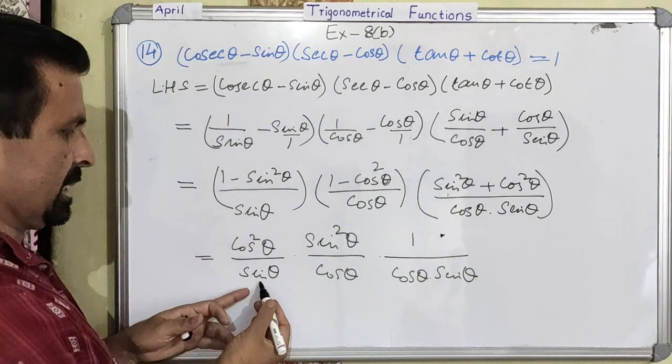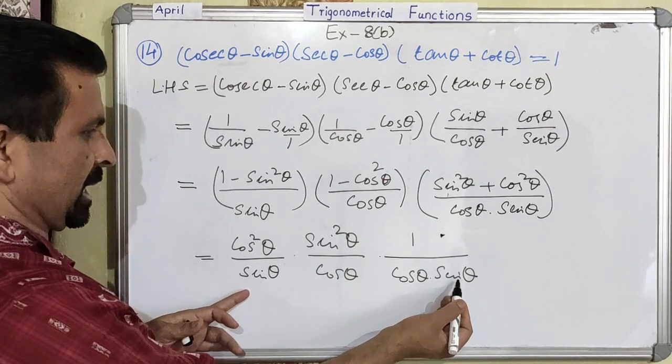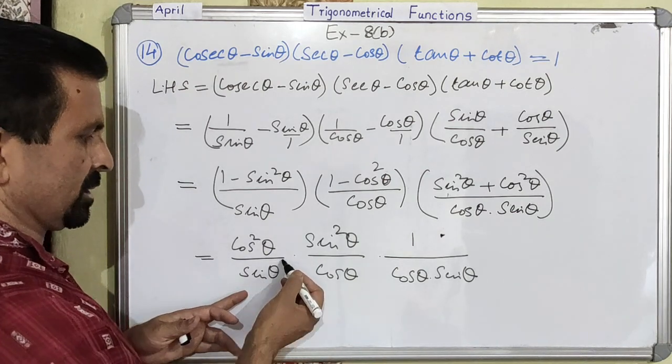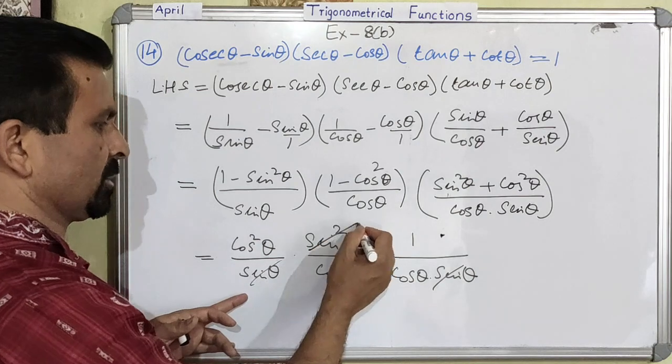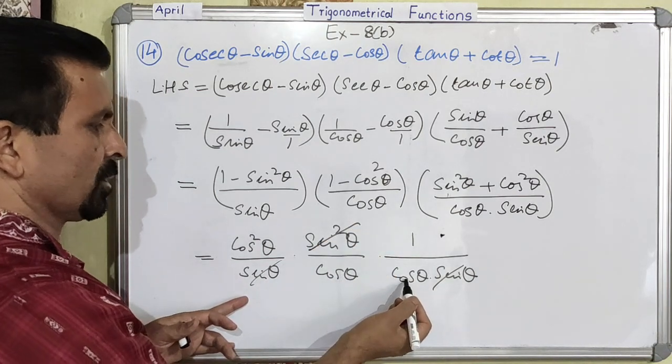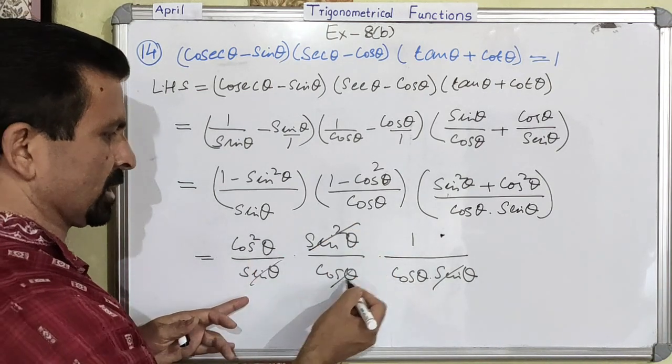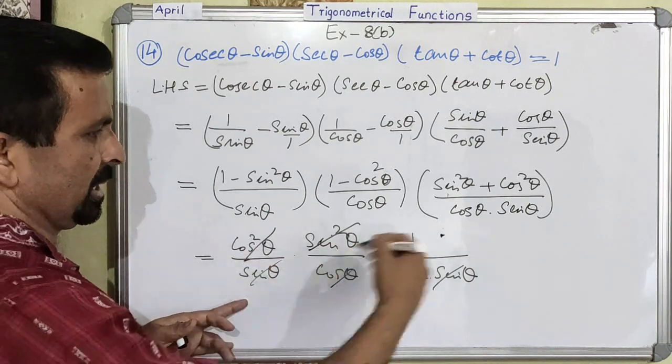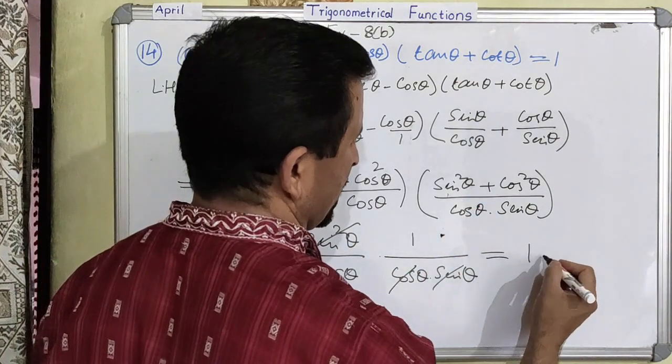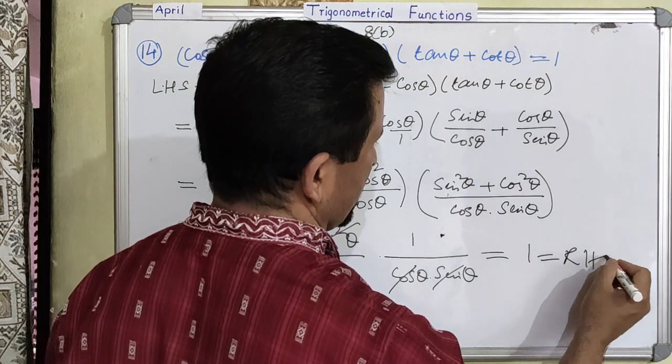Is this okay? This sin theta multiplied by sin theta gives sin square theta, so these two will be cancelled with this one. And cos theta into cos theta, cos square theta, will be cancelled with this one. Everything is cancelled. You are remaining with 1, and this is your right hand side.